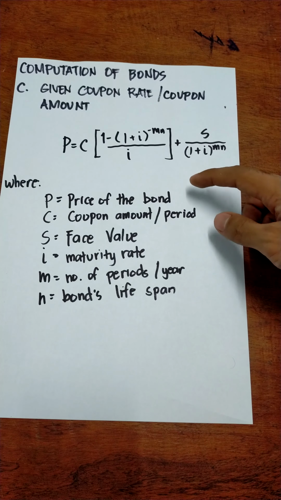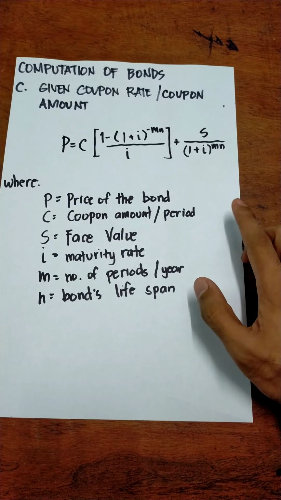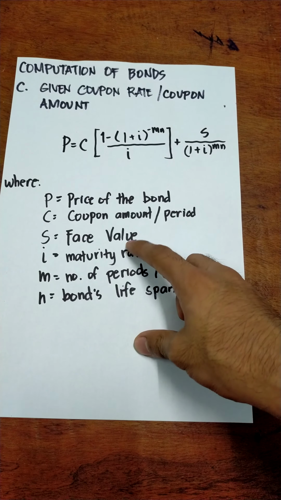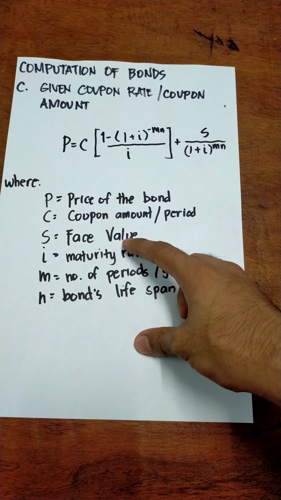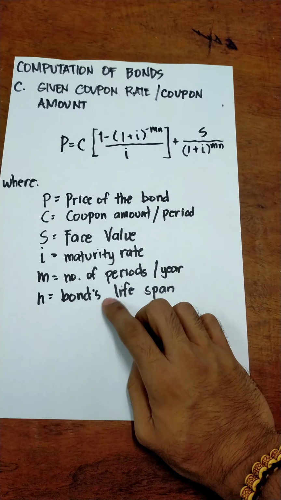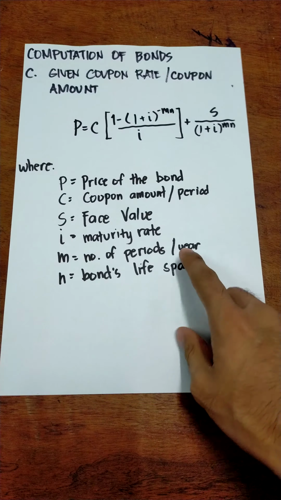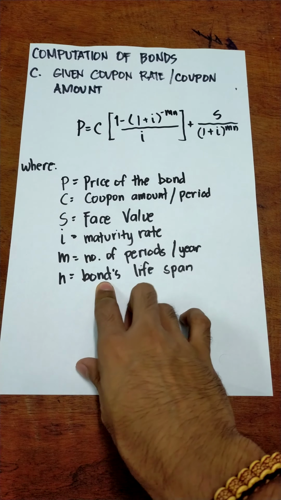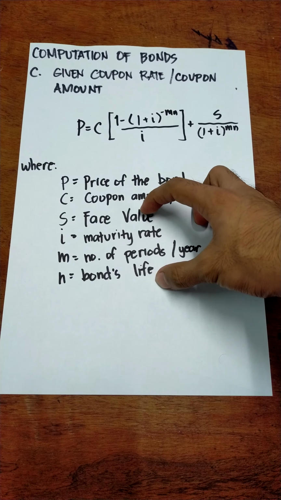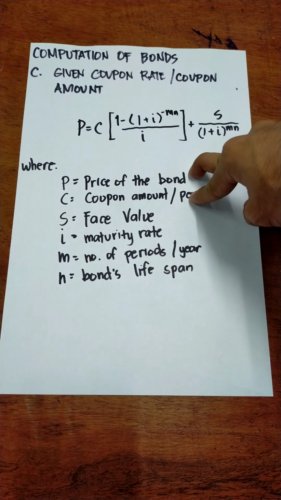We have the P, wherein is equivalent to the price of the bond. And C is equals to the coupon amount per period. Per period po ang basis natin dyan. S will be our face value, same as what we have used on the very last video. I will still be the same, the maturity rate. M is equivalent to the number of periods per year. Year basis po tayo. And N is equals to bonds lifespan. So, you could see yung part na to, medyo similar doon sa last video natin. So, nadagdag itong dalawa.